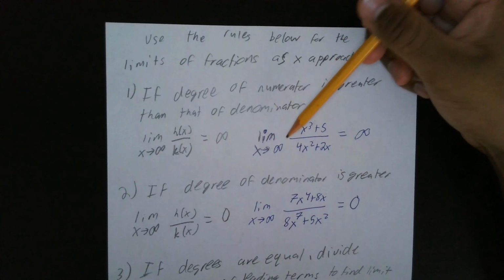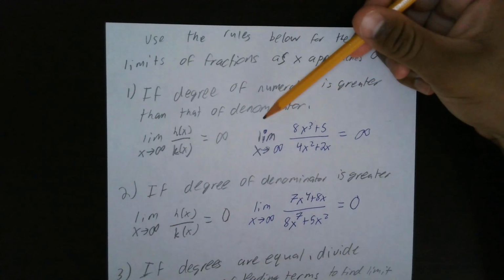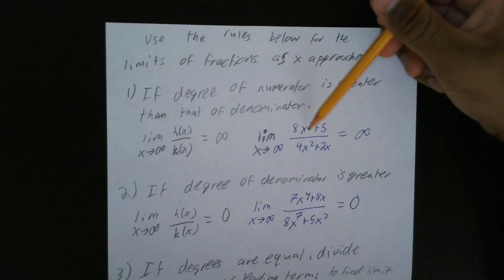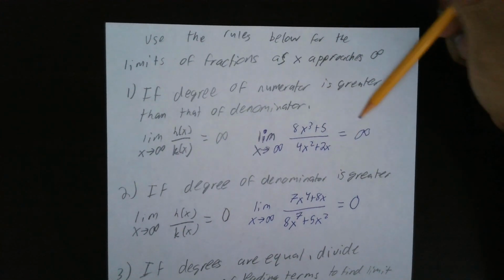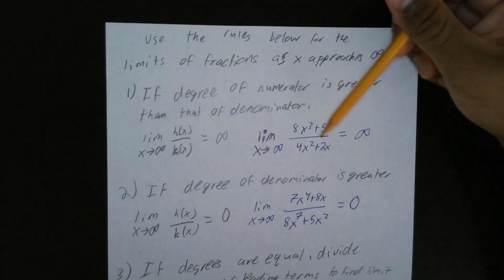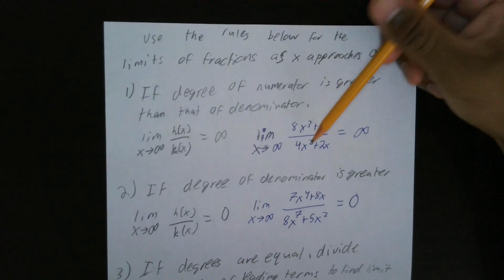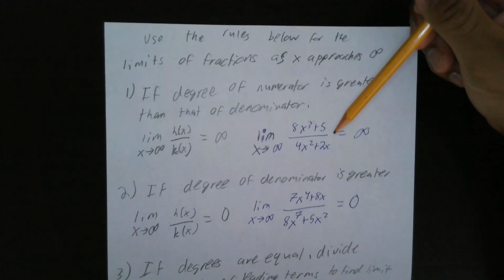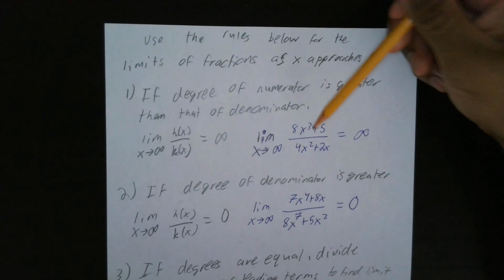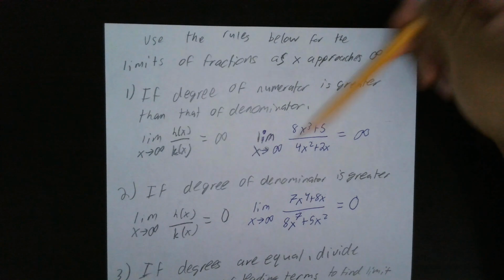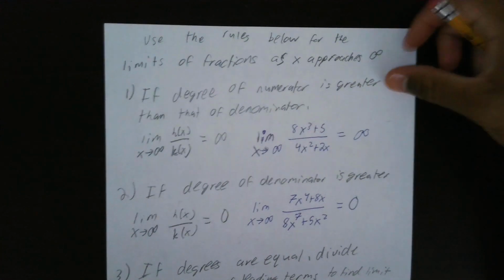So take, for example, this problem right here. The limit as x approaches infinity of 8x cubed plus 5 over 4x squared plus 2x is going to be equal to infinity. So the degree of the numerator is 3, the degree of the denominator is 2, and therefore, since the degree of the numerator is greater, the limit as x approaches infinity is going to be infinity.